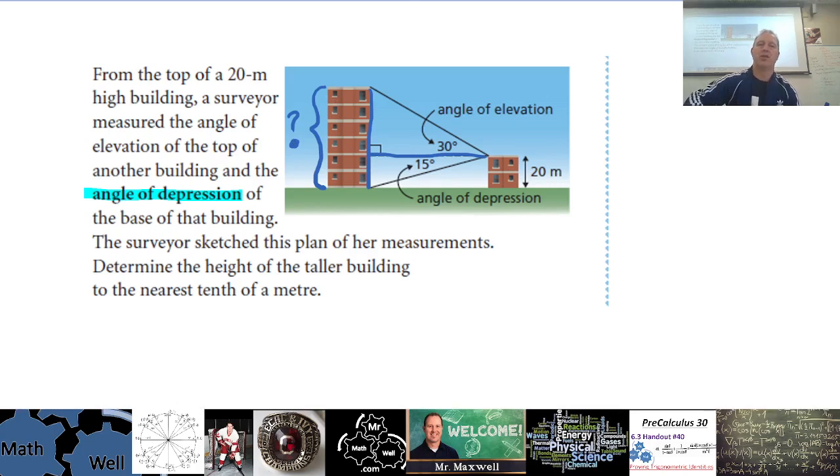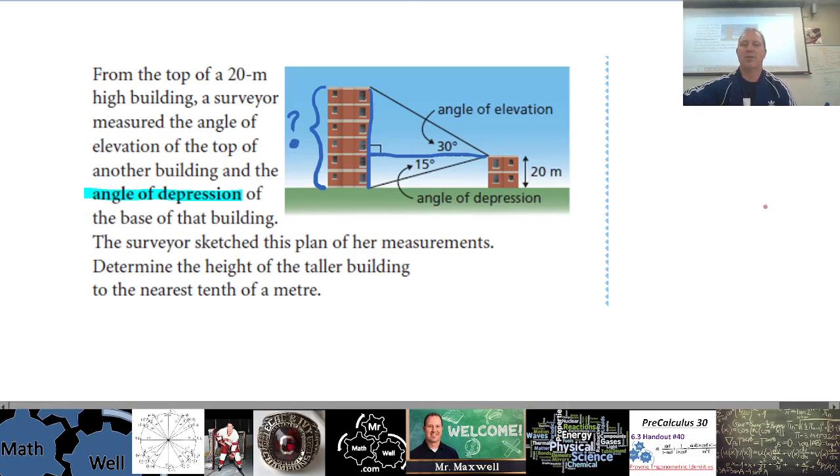Okay? So now do you see that there's two separate right triangles here? Okay? So if I sketch those right triangles out separately over on the side, I have one like this that has a 30-degree angle right here. And I have one here that has a 15-degree angle.